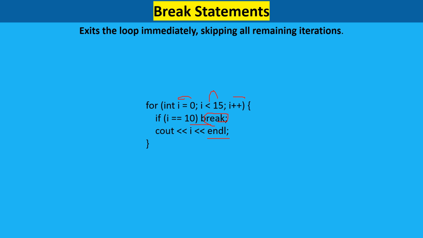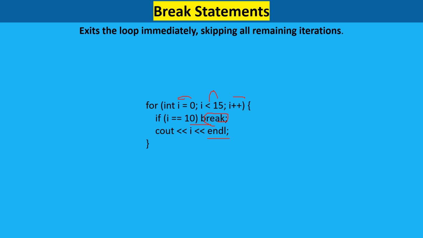Flow of execution: the loop starts with i equal to 0 and runs until i < 15 fails or until a break is encountered. For each value of i from 0 to 9, the condition is false, so the print statement executes, printing i. When i is equal to 10, the condition becomes true and the break statement terminates the loop. The loop terminates before 10 is printed because of the break statement.